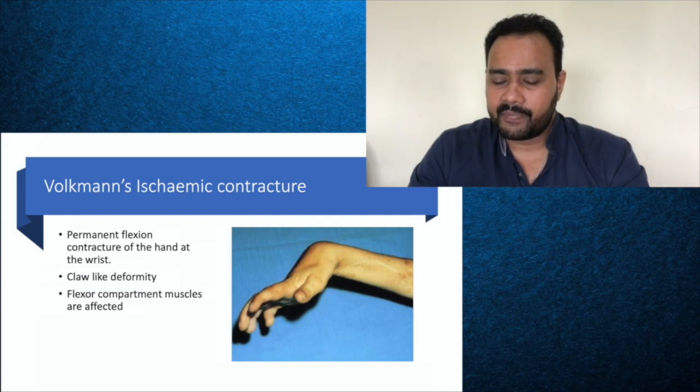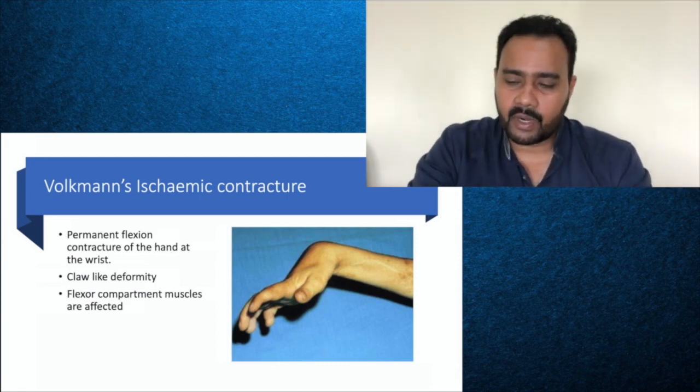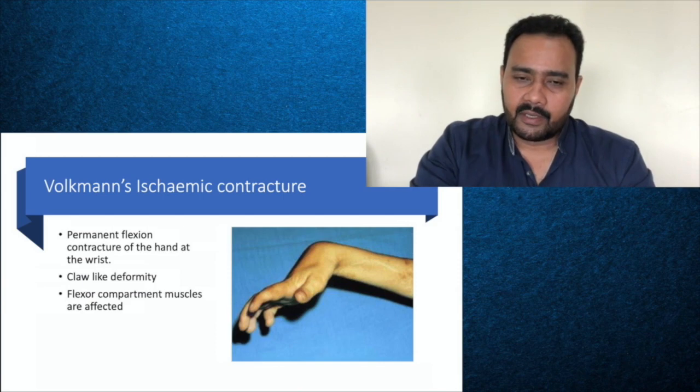Again, I wanted to introduce this condition to you all. It's called Volkmann's ischemic contracture. Ischemic means the limb is ischemic because of the poor blood supply, and because of that the muscles will die and will be replaced by fibrous tissue. So that will cause contracture. So that is called Volkmann ischemic contracture. That is one of the complications of supracondylar fracture.